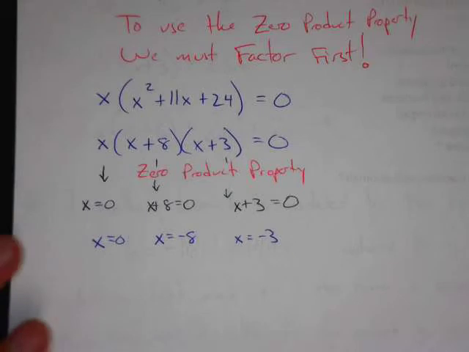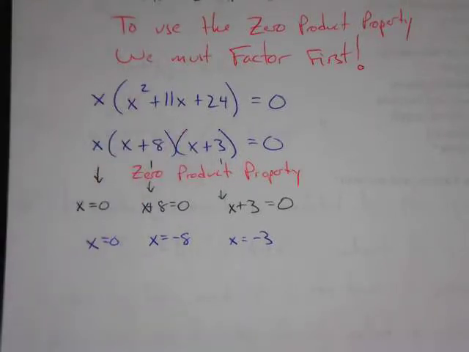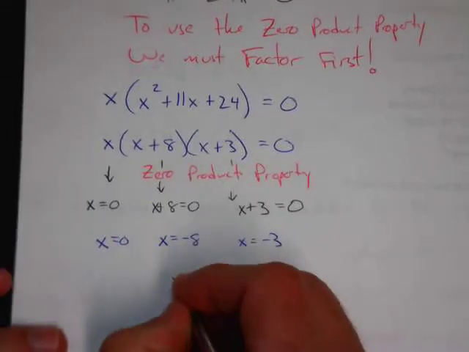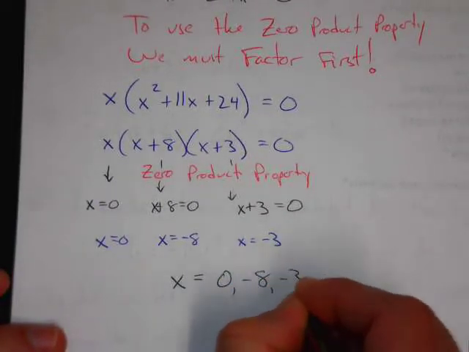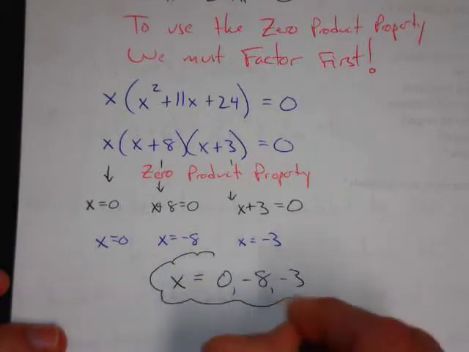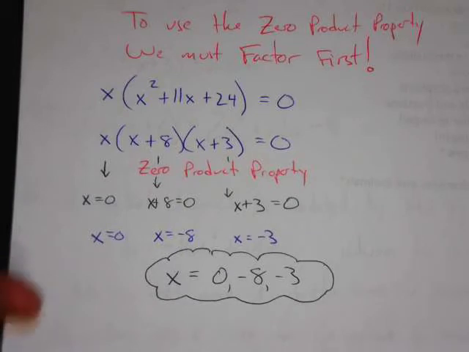So that's what that means. And to check your answers, just plug it back into the factored form, and it's totally going to work. So what is the solution set? x could be 0, x could be -8, x could be -3, and we just solved some crazy equation by using the zero product property.